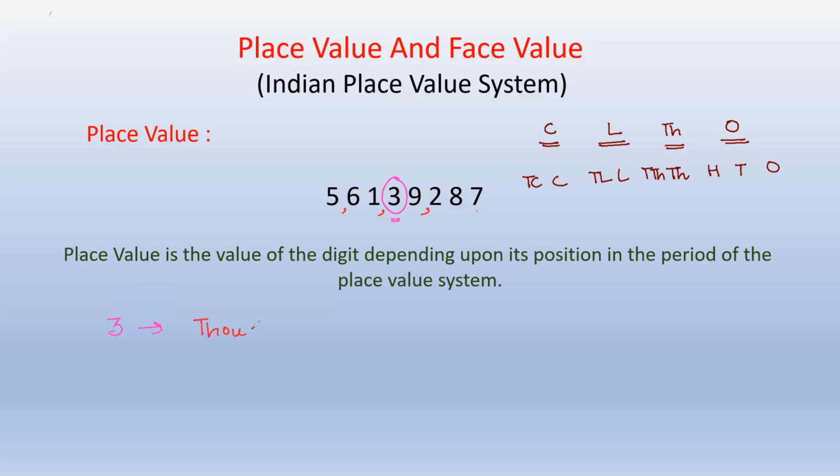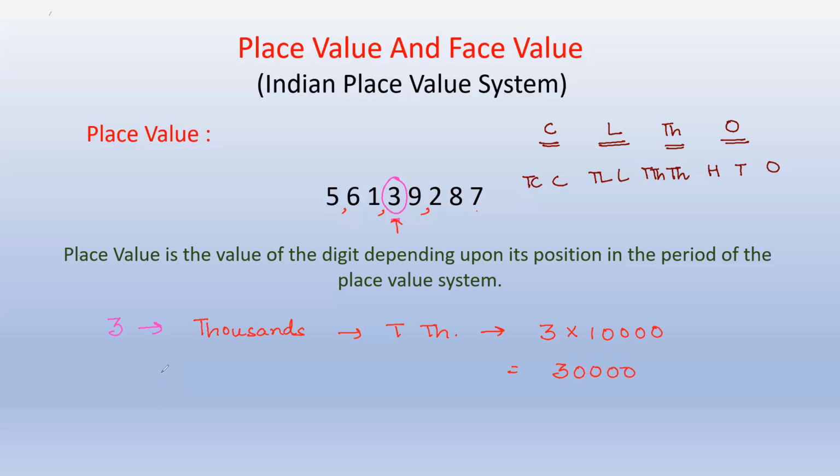So 3 belongs in the period of thousands. And where does it belong? It belongs at the place of 10,000. So what will be the place value? It will be 3 with 10,000, which means I multiply it by 10,000 and its place value becomes 30,000.